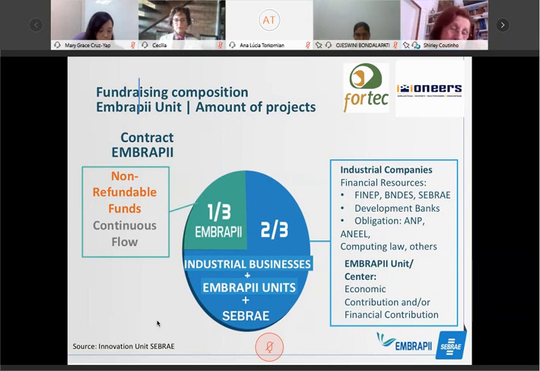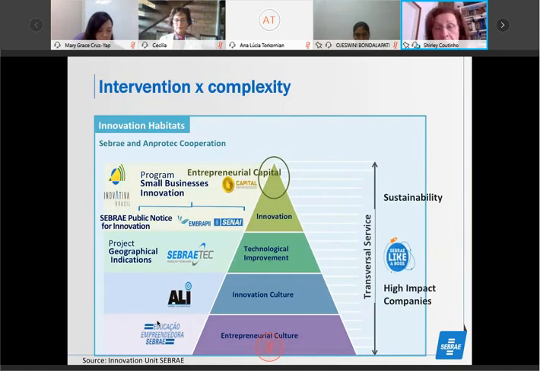And there is a special institution named SEBRAE, a service for small enterprises, and they are supporting the entrepreneur, spreading the culture of innovation with technology improvement in order to add value to the enterprises, very small or medium, normally family-owned. And this is reaching the innovative startup program.